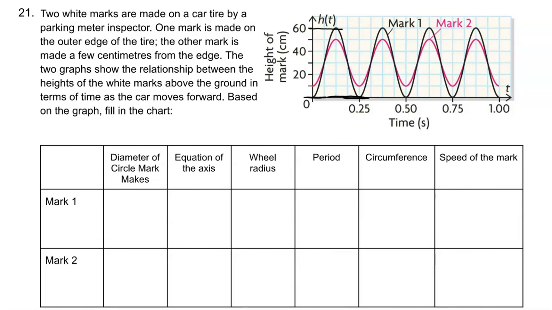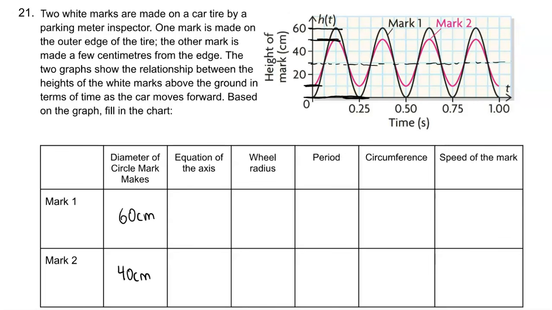Well, the first thing to keep in mind here is that the black mark, this is the mark 1, is going from 60 down to 0. And the other mark, mark 2, is going between 10 and 50. And so when we write the diameter of the circle the mark makes, mark 1 goes from 0 to 60, so that's 60. And then the other mark going from 10 to 50 is going to be 40.